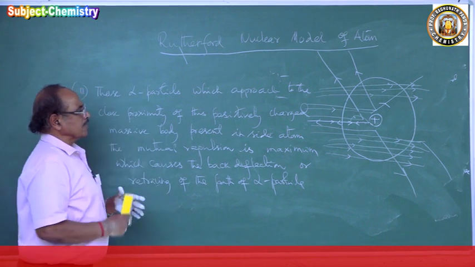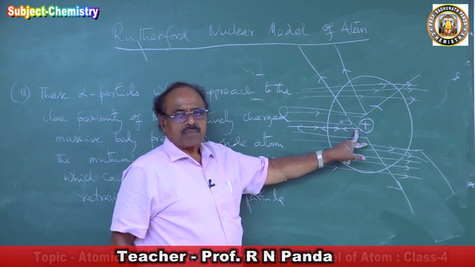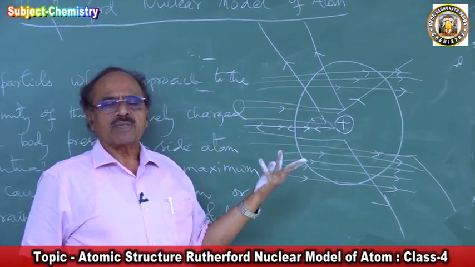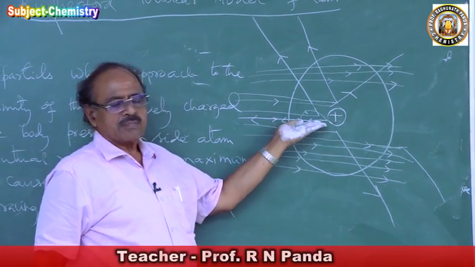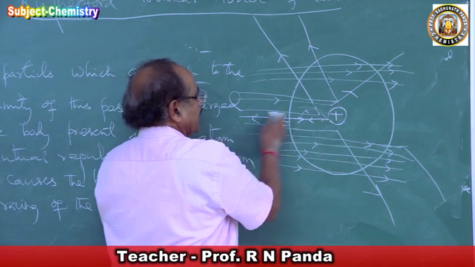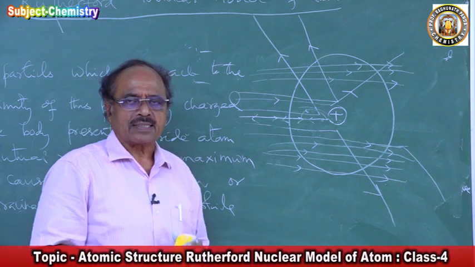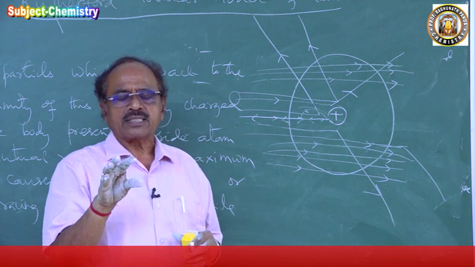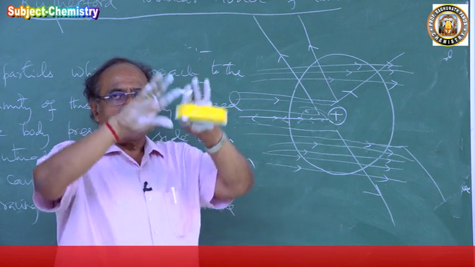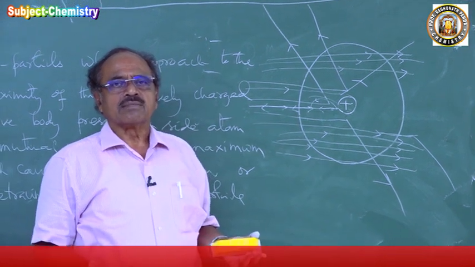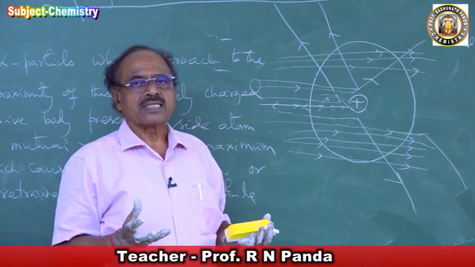So those alpha particles which approach the close proximity of this positively charged massive body present inside the atom, the mutual repulsion is maximum, hence the angle of deflection is highest. The angle of deflection becomes 180 degrees, and hence it retraces its path. So what two conclusions are made about the atom now? The atom has a positively charged massive body present at its center, and there is a large hollow space inside the atom.